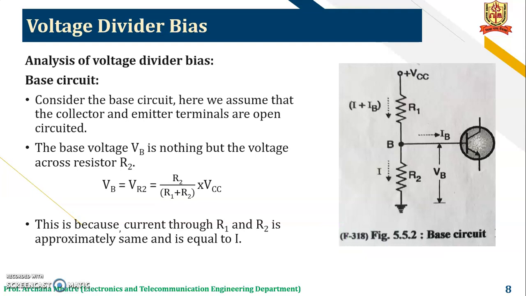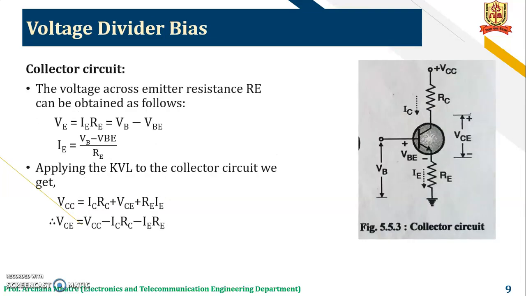Now analysis of voltage divider bias. Consider the base circuit. Here we assume that the collector and emitter terminals are open circuited. The base voltage VB is nothing but the voltage across resistor R2. VB is equal to VR2, which is equal to R2 divided by (R1 plus R2) into VCC. This is because the current through R1 and R2 is approximately the same and is equal to I.